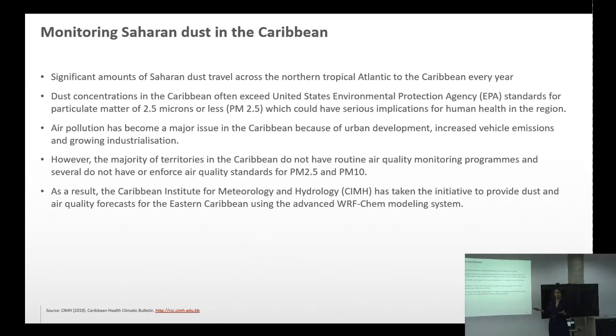So yes, this is something that has affected other countries across the world. Dust concentration in the Caribbean has often exceeded the US EPA particulate matter 2.5 standard. So in combination with localized air pollution, because of urban development and whatnot, Sahara dust tends to exacerbate sometimes ongoing existing conditions. We don't have routine air quality control mechanisms, so monitoring and using satellite estimates to help us with that has been something that the CIMH has really been actively working on.